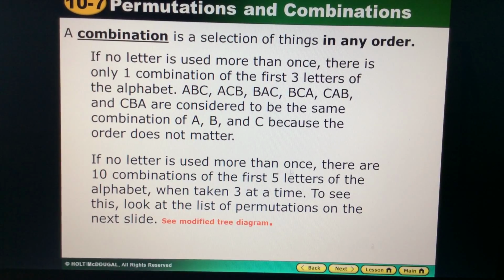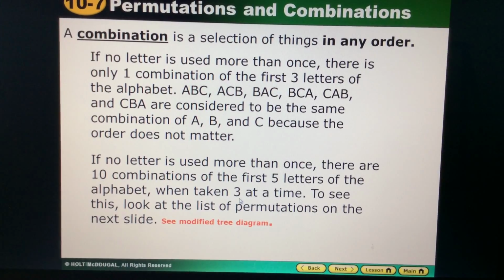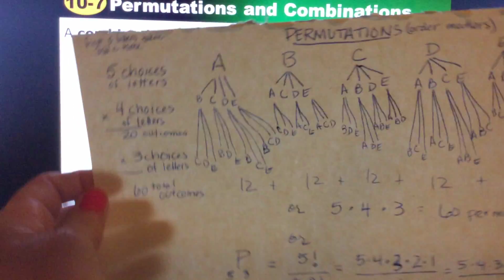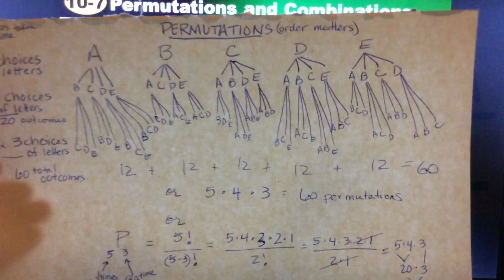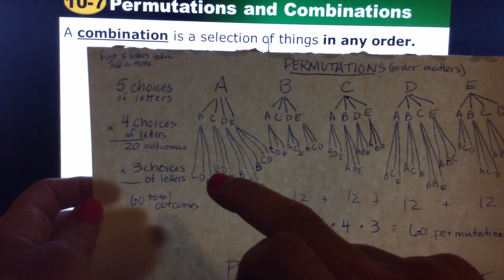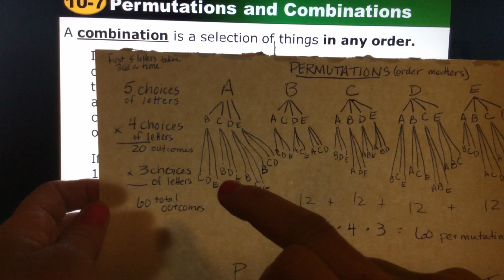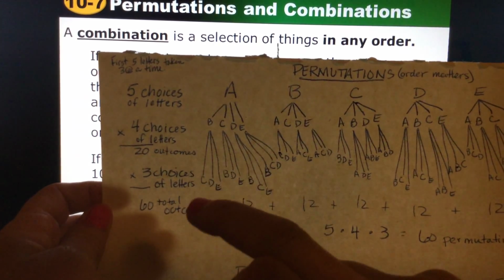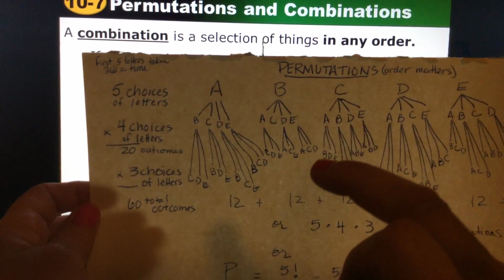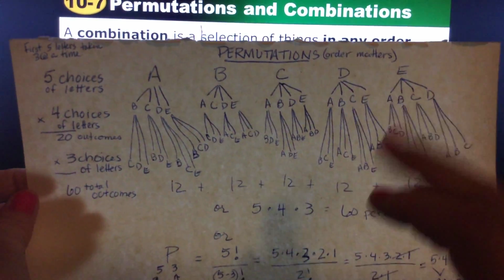Okay, so let's say if no letter is used more than once, there are 10 combinations of the first 5 letters of the alphabet when taken 3 at a time. So 5 things taken 3 at a time, but we're looking at combinations where order is not important. So let's look at a list of permutations, and let's go back and look at this tree diagram again. Okay, if we look at the permutations, remember there were 60, but order was important there. So if you had ABC, that counted as 1, and so did ACB. But those are considered the same thing in combinations. So if you have ACB or ABC, then you could have BAC or BCA, and that wouldn't count, and CAB and CBA. And the other ones, they've got a D and an E in them, so those wouldn't work.